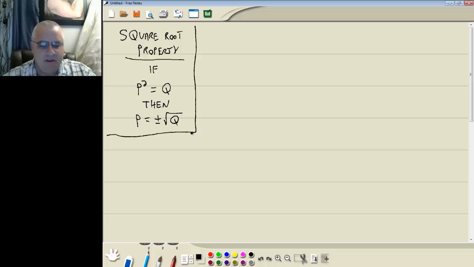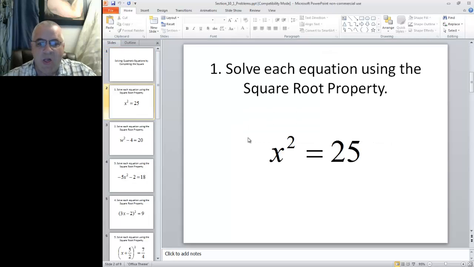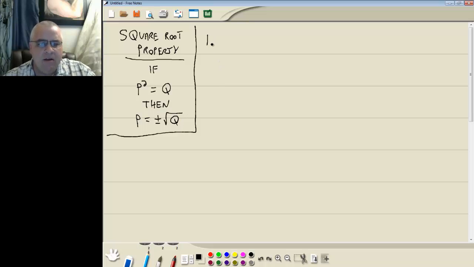Let's take a look at some problems dealing with this. We got x squared is equal to 25. Now this property says the entire left side has to be squared. As I look at this problem, I see the entire left side squared, so we can apply our square root property directly. So we drop our squared, and we put a plus or minus square root around the other side.